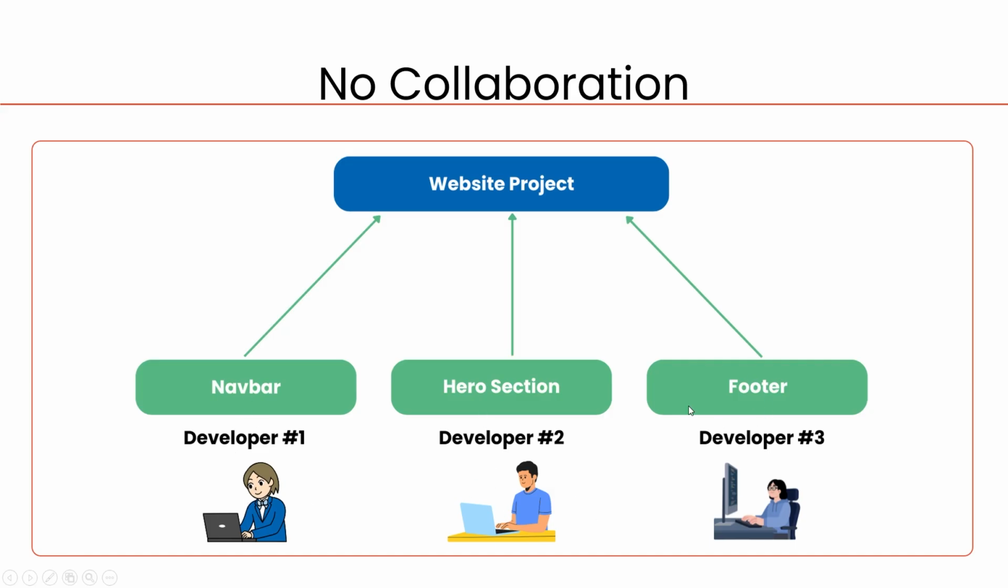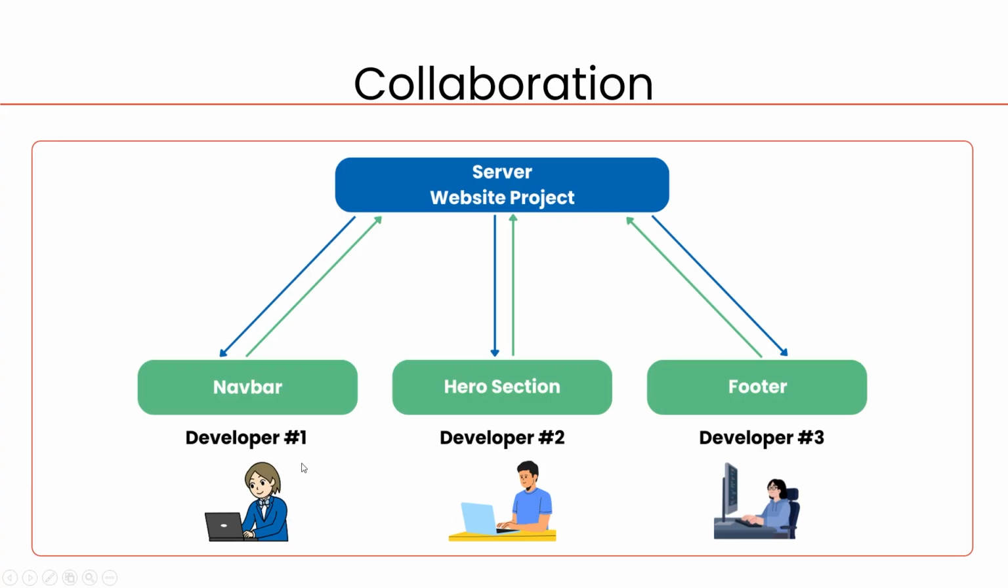Now how can developer 1 get the code of hero section from developer 2 and footer code from developer 3? In short, how can they share their code with each other? Let's see this same example with Git collaboration. So here developer 1 is working on navbar, developer 2 is working on hero section, and developer 3 is working on footer. So developers will make changes locally on their machine and then they will push it to the server.